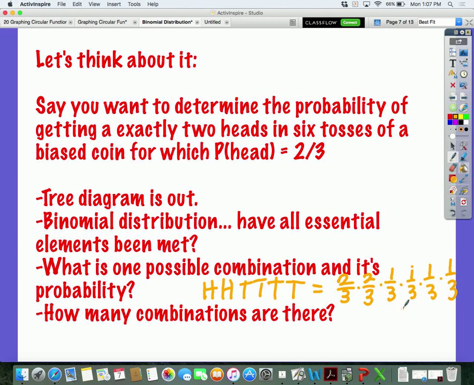I could write this as (1/3) to the 4th and (2/3) to the 2nd. Let's figure this out. What is that number? 4/9 times 1/81. So what's 4/9 times 1/81? 4 over.